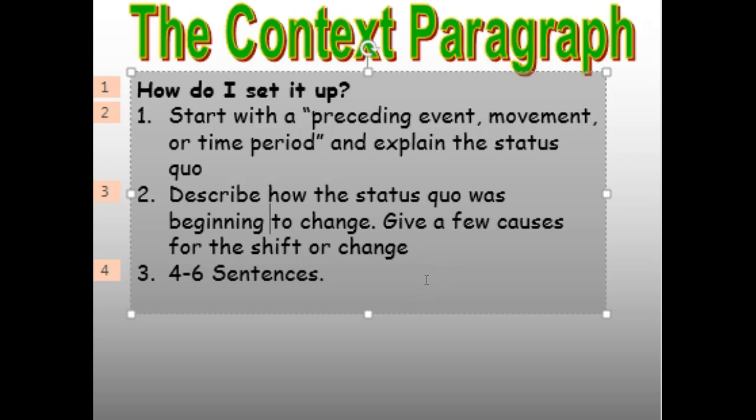All right. So give a few causes that you can think of for a shift in the status quo. And in the end, if you do that, you should have roughly, honestly, 4 sentences is perfect. Do you want to use dates? Absolutely. Do you want to use a few names or specific causes of change? Absolutely. All right. You don't need to get all crazy in this and start explaining everything right here. You're just setting it up.